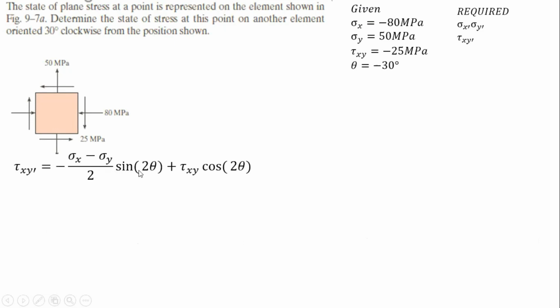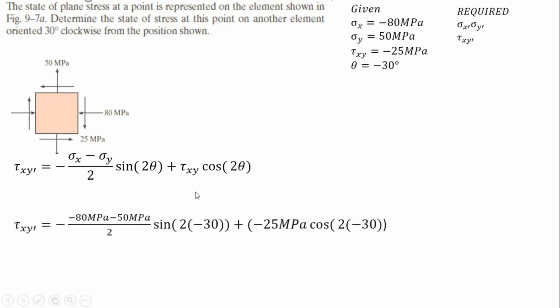by 2 times sine 2 theta plus tau xy cosine 2 theta. So substituting the given and directly inputting it in your calculator, ang makukuha natin sagot is negative 68.79165 megapascal. After nating makuha yung mga sagot, so kailangan nating ipakita yung naging transformation sa stress element natin.